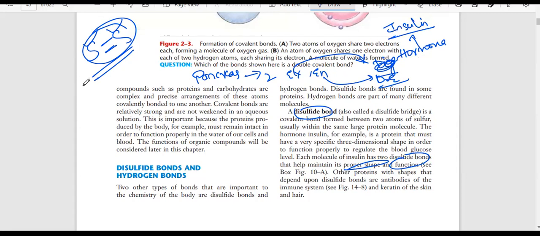What will insulin do? Insulin is a protein, a hormone made up of protein. When it is released, it will send the glucose to the cells.